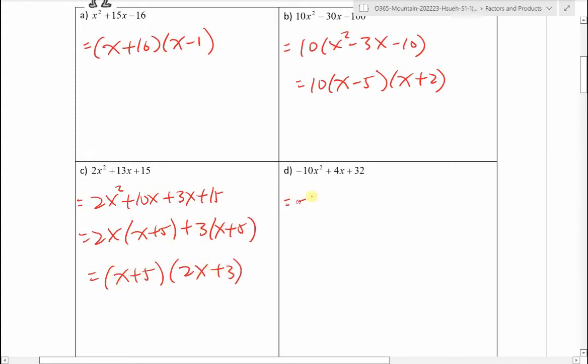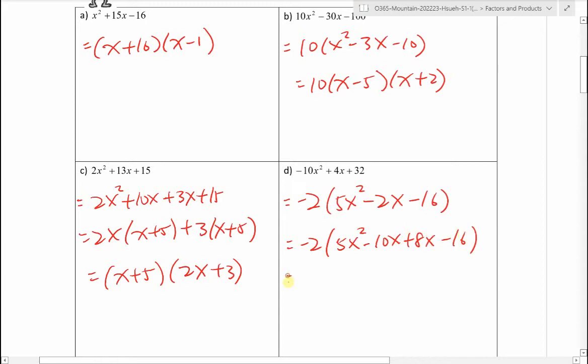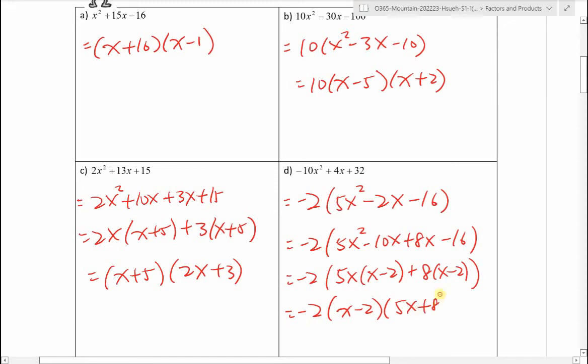answer. This one, factor out common factor of negative 2. Again, always keep the x squared positive. Two numbers multiply to negative 80. Okay, so that'll be negative 10 and positive 8. Always keep the coefficient once you factor it out. Okay, always keep it there. Factor out the common factor. Oops, there's no x there, just 8. X minus 2. And then x minus 2, 5x plus 8.